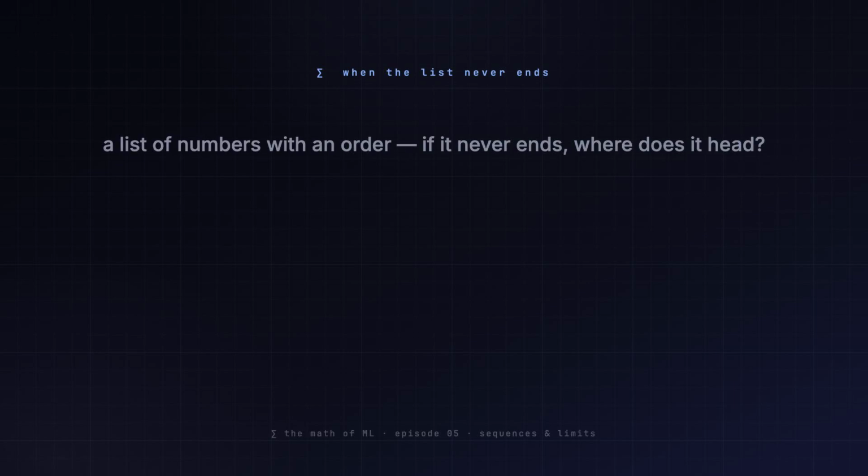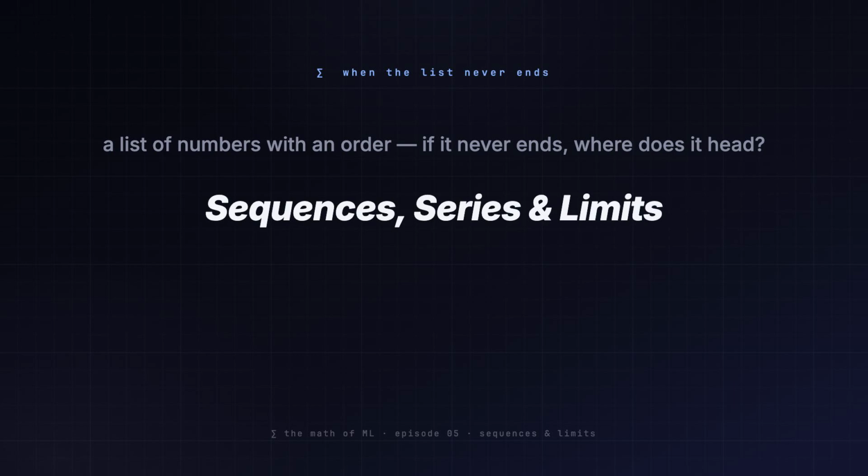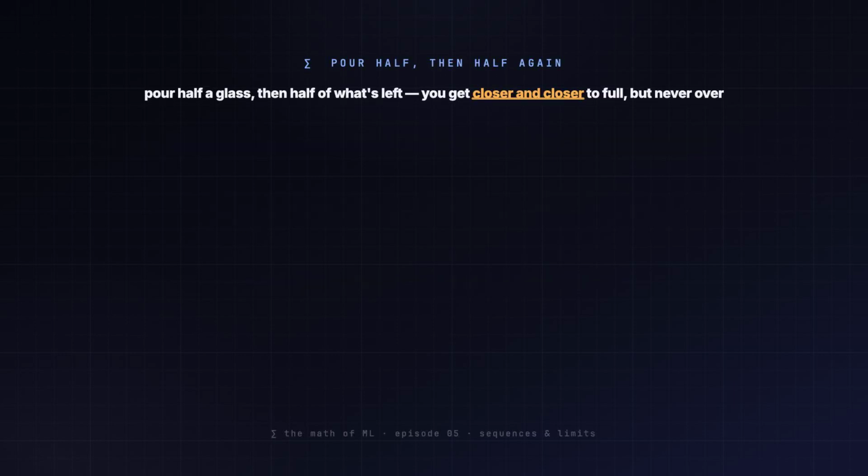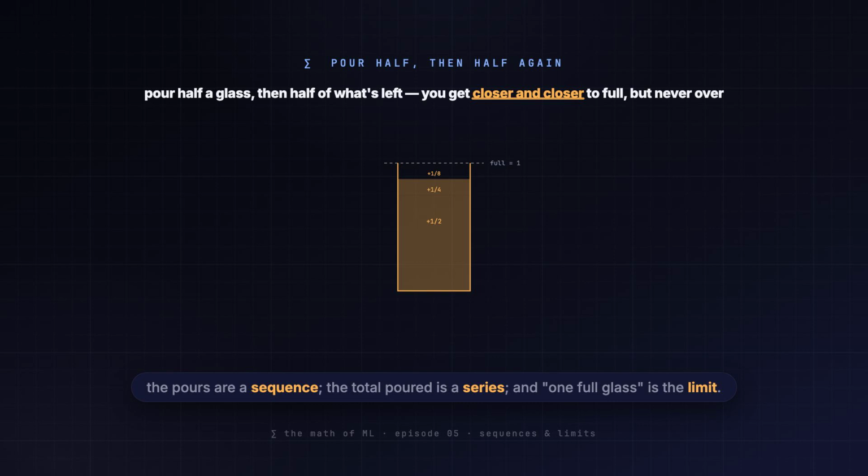Last episode, we sorted things into sets. Now take a set of numbers with an order and ask, what if the list never ends? Where does it head? Picture pouring half a glass of water, then half of what's left, then half again. Each pour is smaller. You never quite overflow, but you get closer and closer to one full glass. The pours are a sequence. The total poured is a series, and one full glass is the limit it approaches.